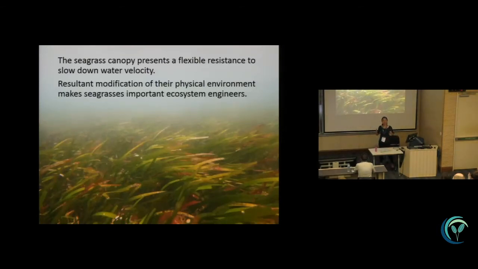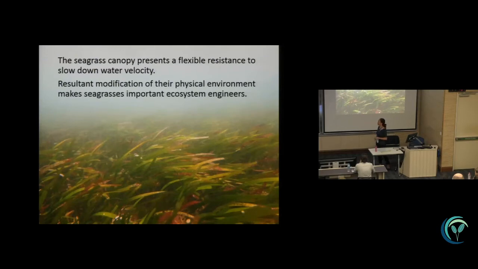Seagrass meadows are awesome because their presence actually helps to modify their own environment and in a way facilitate their own survival and stability. Some of the processes that seagrass canopies can affect include reducing sediment erosion, increasing sediment trapping, and improving light penetration through the canopy.